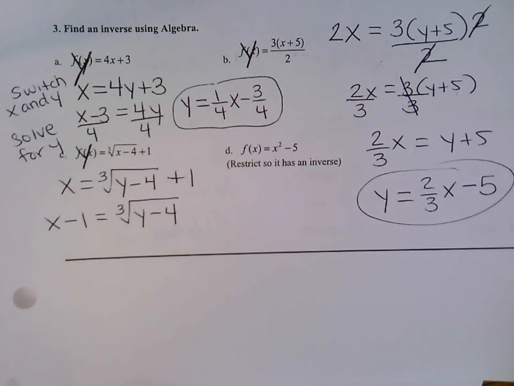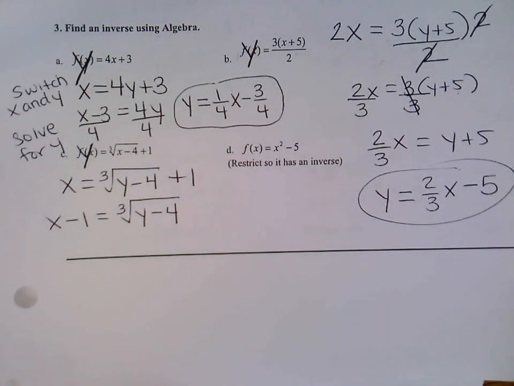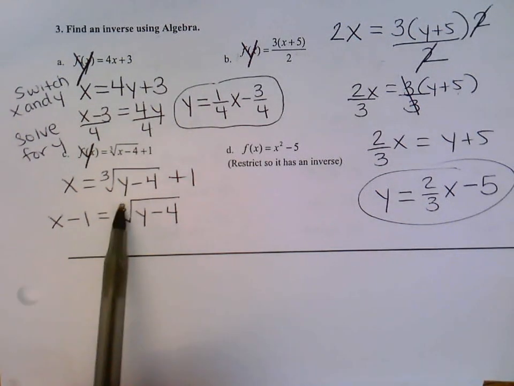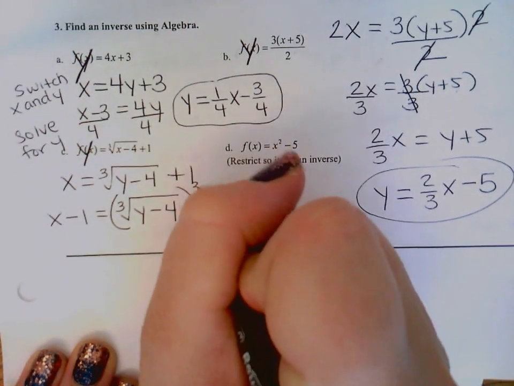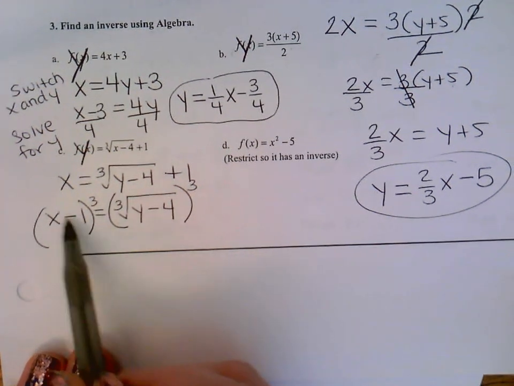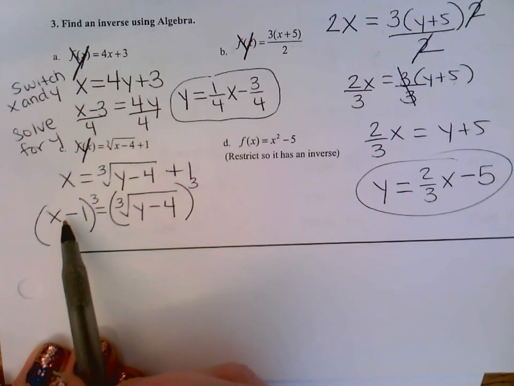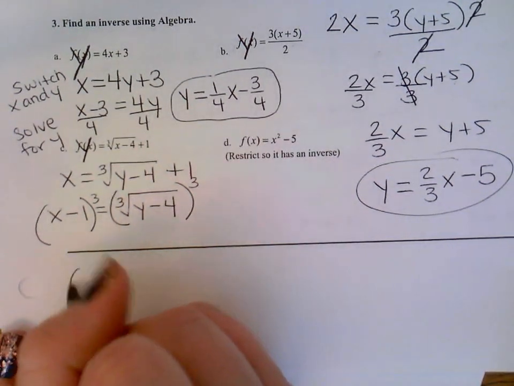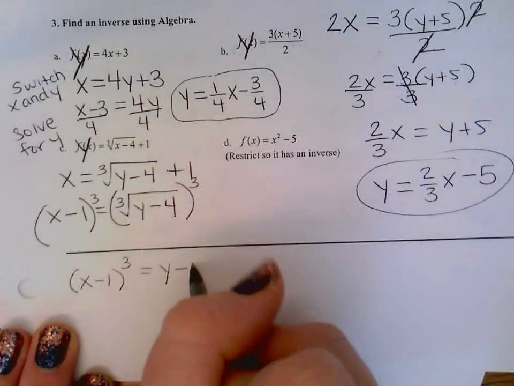So remember at the beginning we talked about inverse functions like addition and subtraction, multiplication and division. You're going to cube both sides. You read my mind. I was going to say, what is the inverse of taking the cube root? You're going to cube both sides of the equation. Just be careful that you cube all of x minus 1. You don't want to distribute it. You'd have to FOIL it out 3 times. So we're just going to leave this as x minus 1 cubed equals y minus 4.